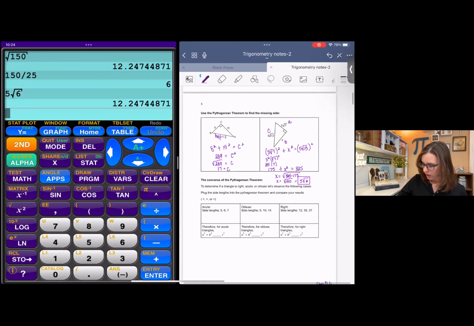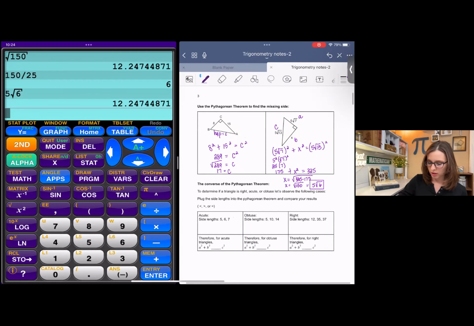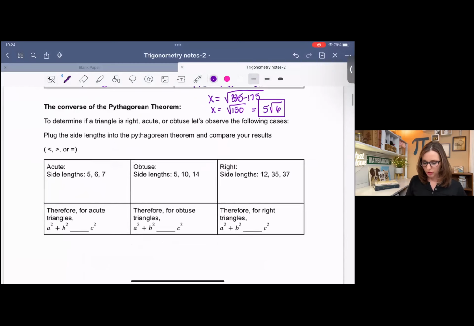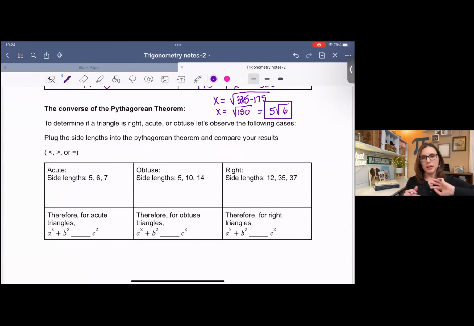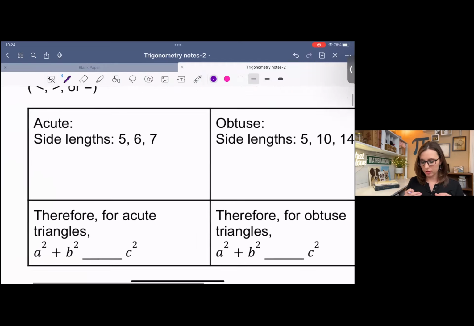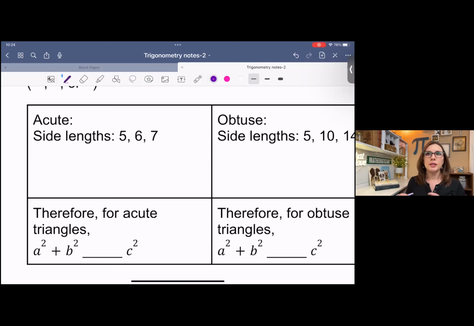And then we have the converse of the Pythagorean theorem. The converse is basically using the sides to determine whether a triangle is right, acute, or obtuse. And we're going to do some exploring here to come to the converse of the Pythagorean theorem. So there's 3 statements that we're going to come up with after we kind of explore this. We have an acute triangle with side lengths 5, 6, and 7.